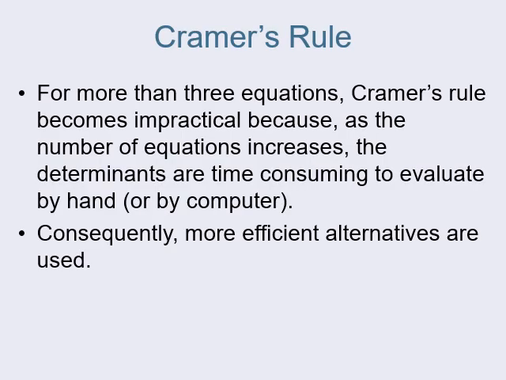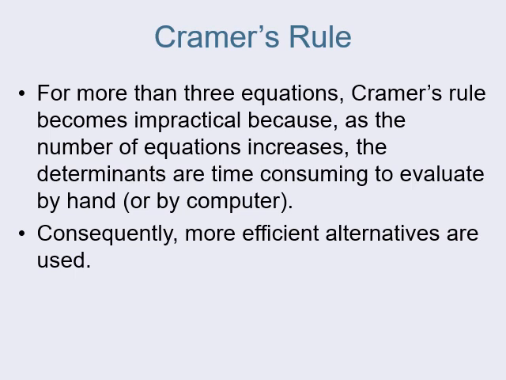Now Cramer's rule is simple and straightforward, but for large systems greater than 3 by 3, it becomes impractical, because finding the determinant itself is so time consuming.